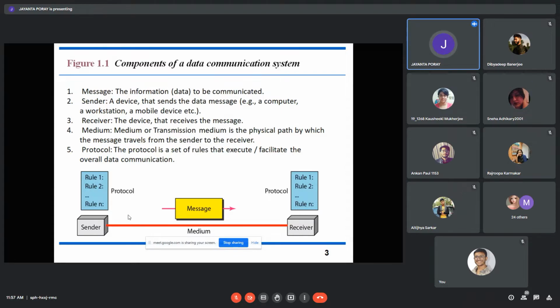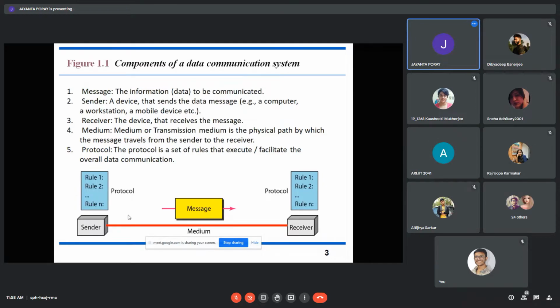Any questions so far from any students? Is it understood what are the components which will form the data communication system? Okay. Everyone understood, Orijit? Is it understood? Students? Yes, sir. Hello? Yes, sir.